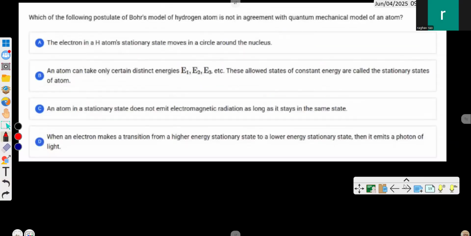Then, which of the following postulates of Bohr's is not in agreement? Not in agreement. Please, you should be very, very careful with these words. Not in agreement with quantum mechanical model. The electron stationary states move in circular orbits around the nucleus. There is not in agreement. Yes, this one. The quantum mechanical model says the electron can be present anywhere, whereas Bohr's model states the electron is present in the orbit. So this is the option for this question, and remaining all they are in agreement only.